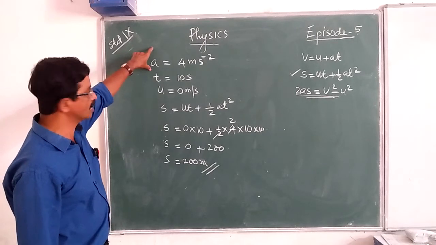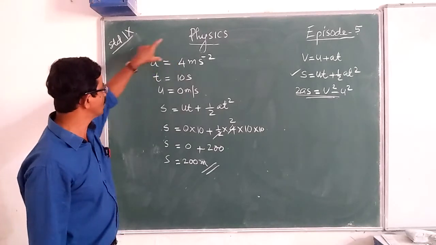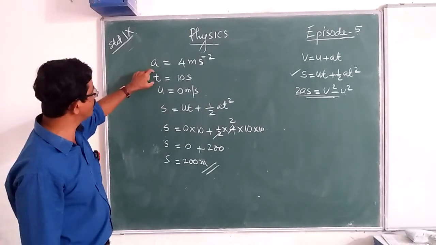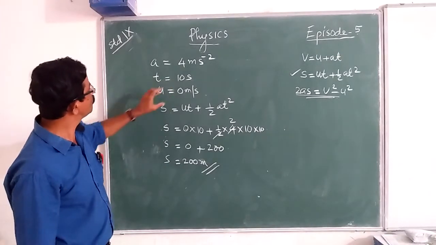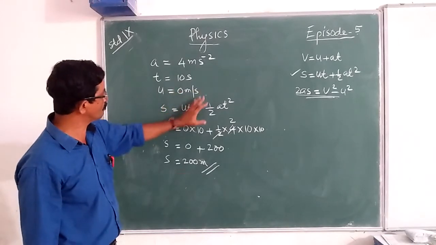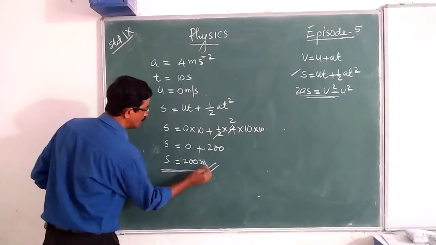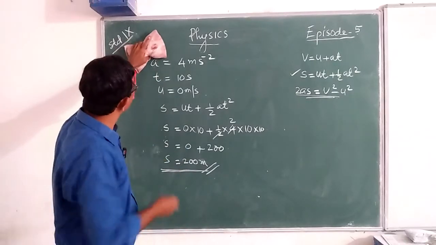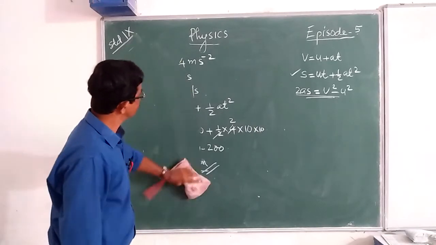Once again, the car is uniformly accelerating. So a is equal to 4 meters per second square. And after 10 seconds, we want to find the displacement. So t is equal to 10. It starts from rest, so u equal to 0. Putting these values in this equation, S equal to ut plus half a t square, we get its displacement is 200 meters, that is after it starts, 10 seconds.